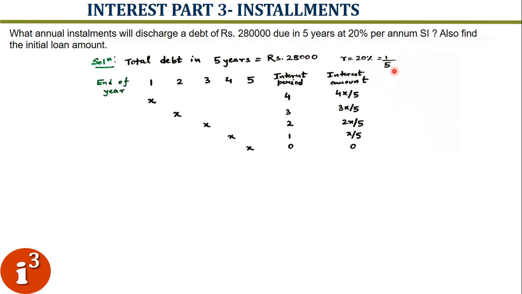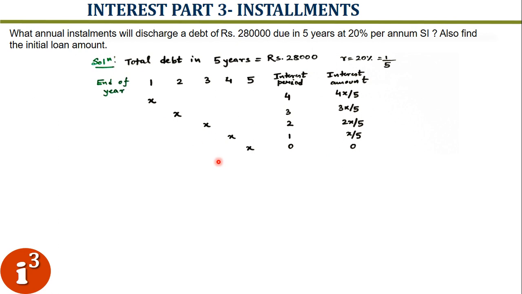R is 20%, that means 1 by 5. This we have drawn already. This x first will generate interest for a period of 4 years, second will be 3, this one will generate for 2 years, this one for 1 year, this 0 year. So basically for the interest amount, if you take x by 5 to be common, this will be 1 plus 2 plus 3 plus 4, and this given is to be 5x.